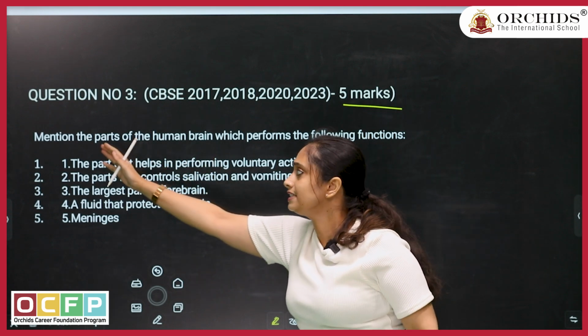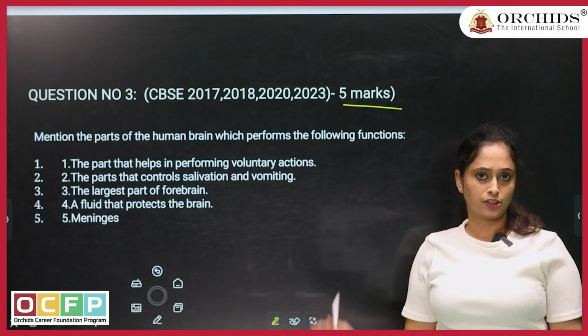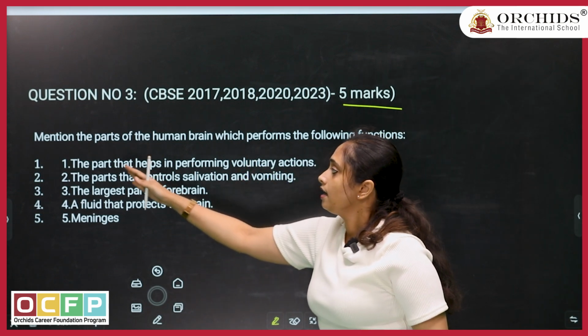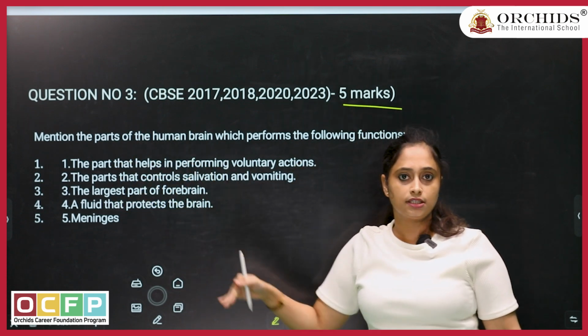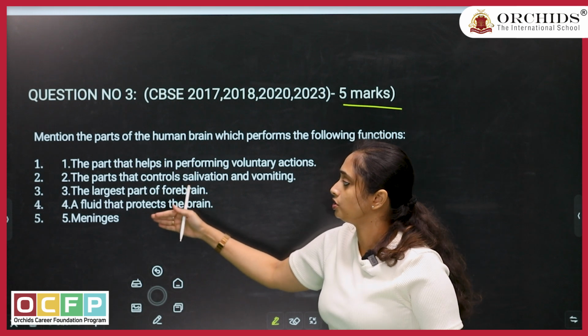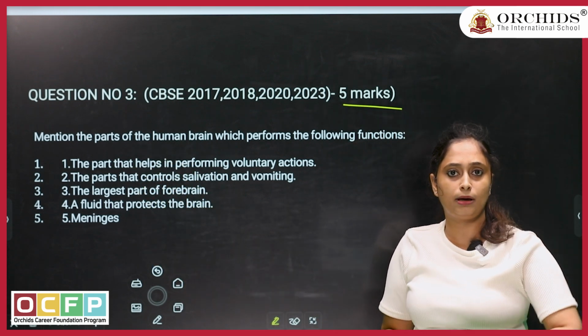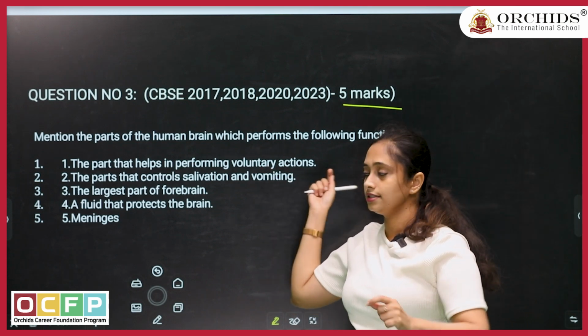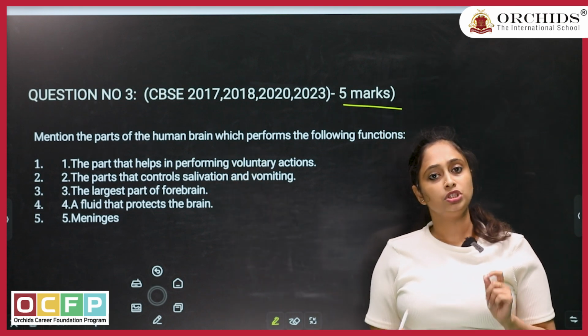Let's read the question first. Mention the parts of the human brain which perform the following function. There are 5 questions given, and for each question you need to write the answer. You need to put the question number 1 and write the answer of that question, then 2, write the answer of that question. Like that you need to approach each question.